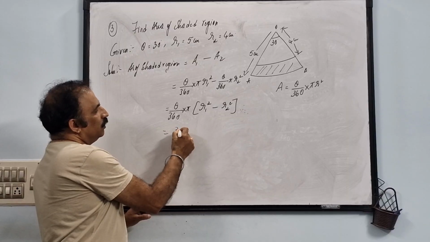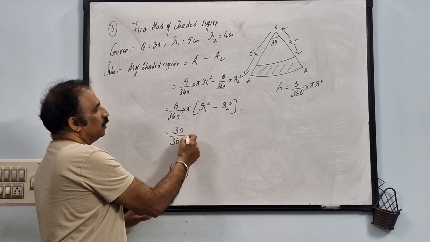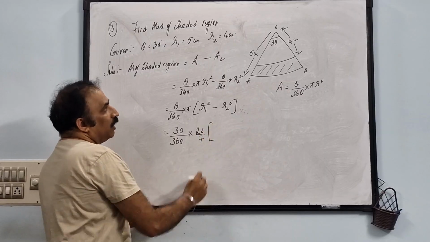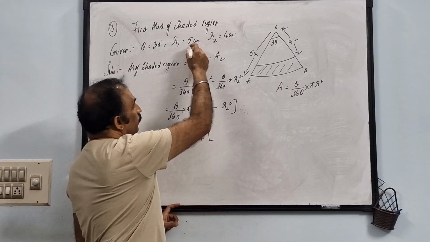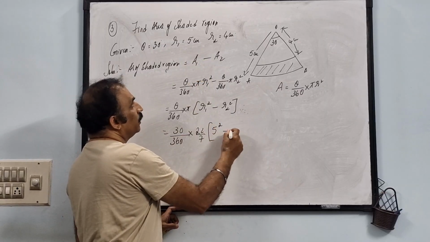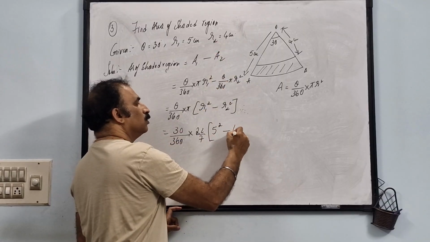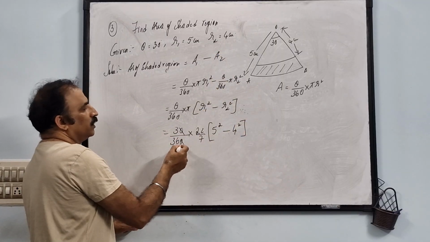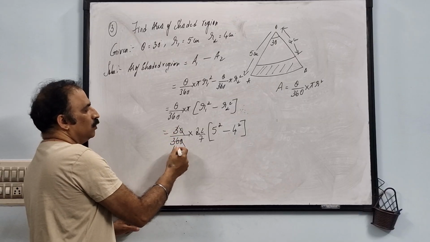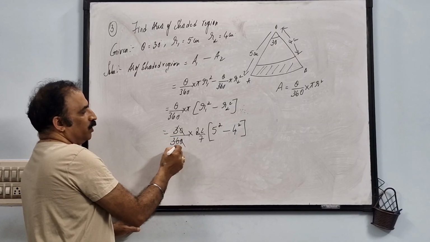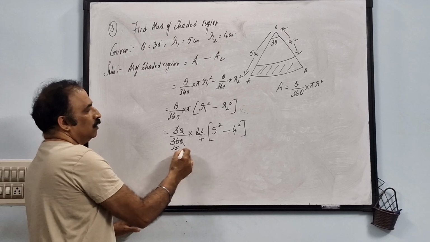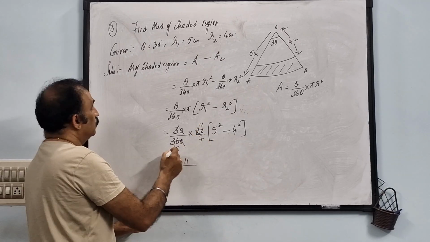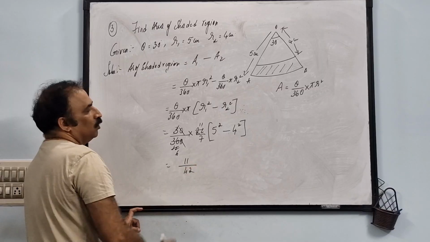Theta value is 30 divided by 360 into pi value is going to be 22 by 7, R1 square, R1 is bigger circle radius, that is 5 square, minus the smaller circle radius, 4 square. So here cancellation: the 0 and 0 get cancelled, 3 1s are 3, 3 2s are 6. Again further these two can be cancelled, 2 6s are 12 and 2 11s are 22. So left out is going to be 11 by 7, that is 6 7s are 42.